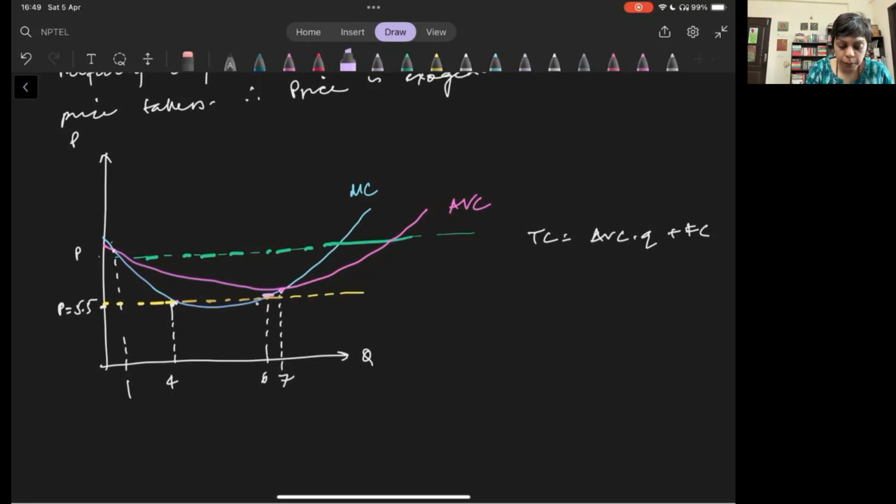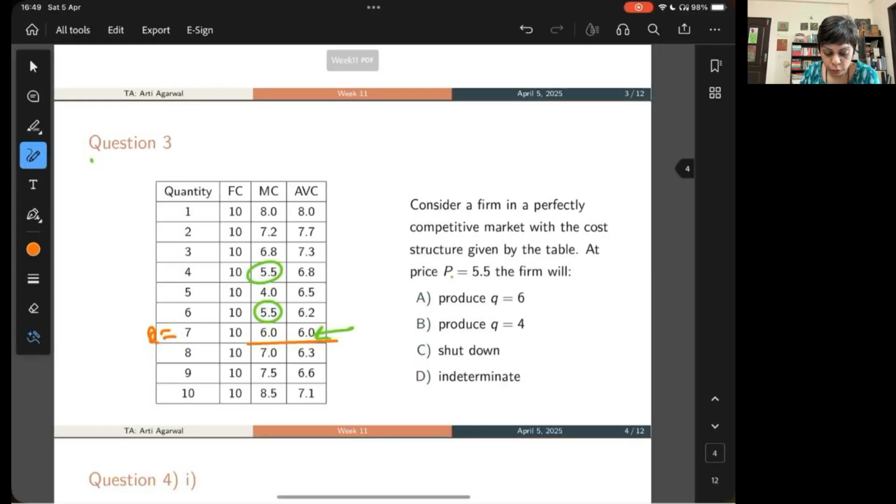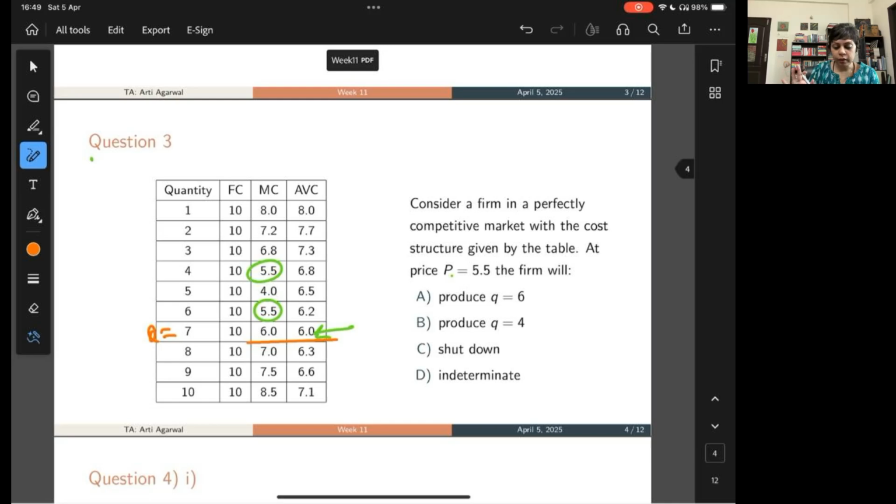For example, if the price is P equal to whatever green line I've drawn, instead of the yellow line, say P is equal to 7.5, for example. Then in this case, you may get some value at which the firm can make positive profit. I'm not saying it will, but it may.